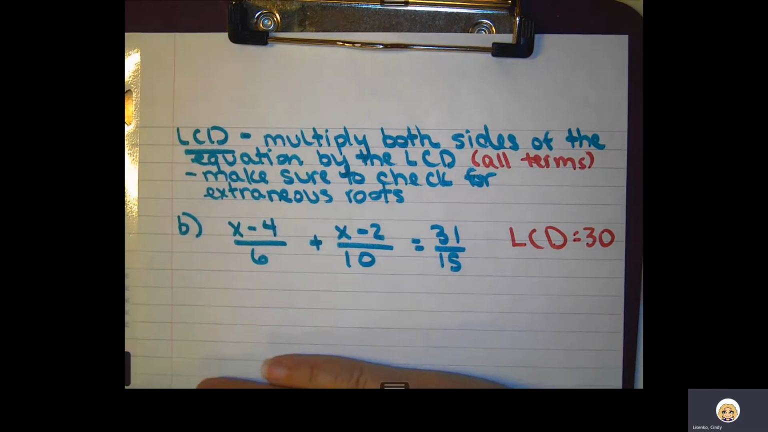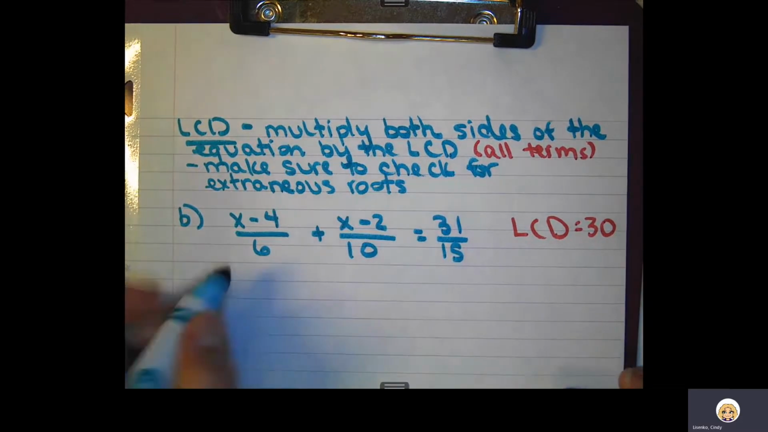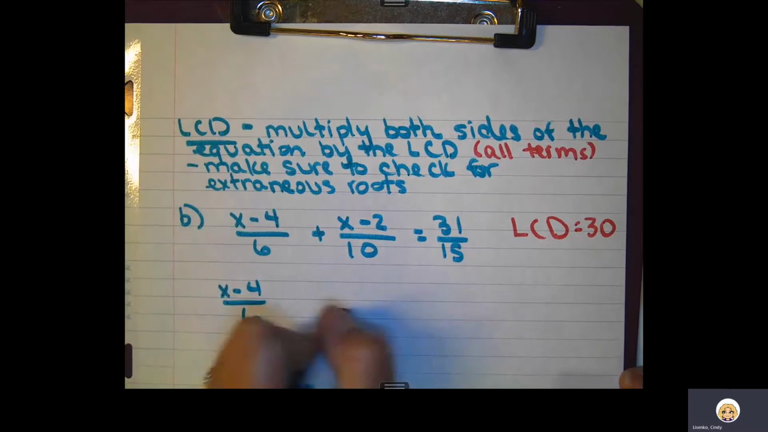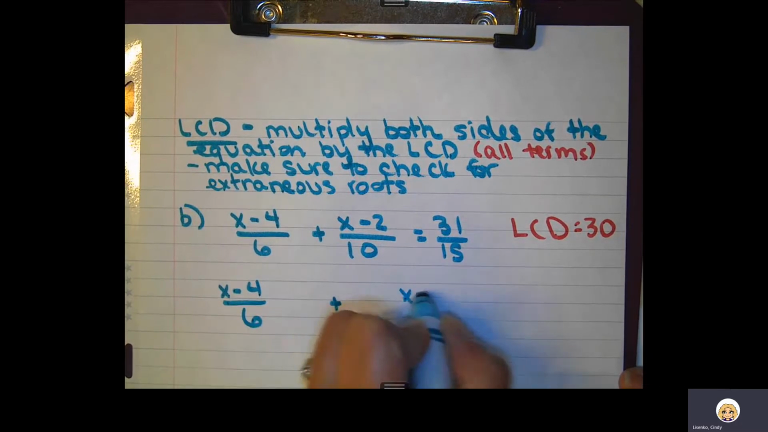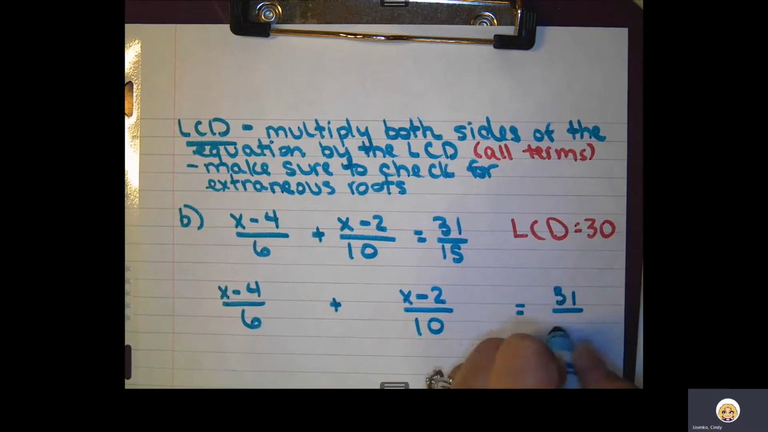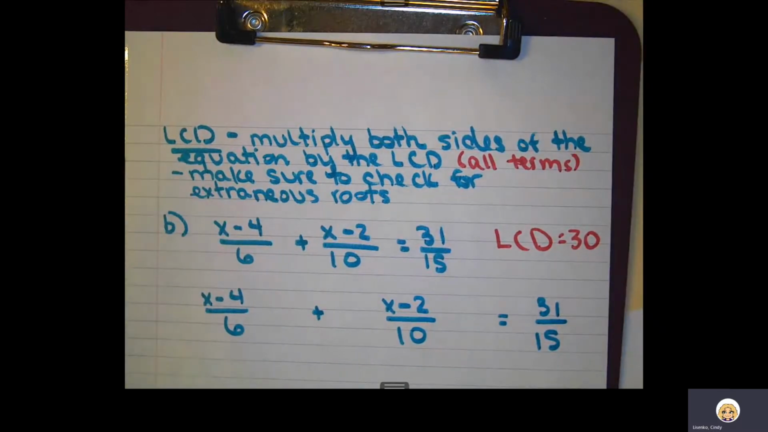So what I'm going to do and have you do is I'm going to take this and space it out so I have more room around it, because it's going to get crowded. So I'm going to put x minus 4 over 6, have some space, x minus 2 over 10, have some space, and then 31 over 15. So I'm spacing this out because it's going to get messy.